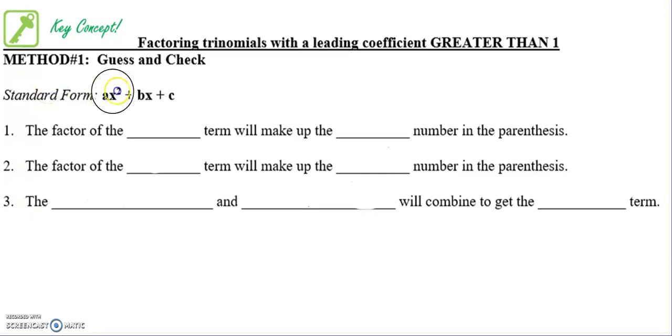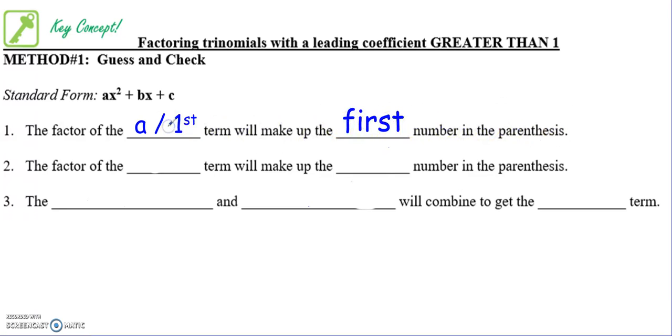So you got to remember standard form for trinomials. The A is just your first coefficient, your B is your second, your C is your third. So first term, second term, third term. So what you're going to do is the factors of the A or first term, so when I say the A term, I mean the first one, will make up the first numbers in the parentheses.